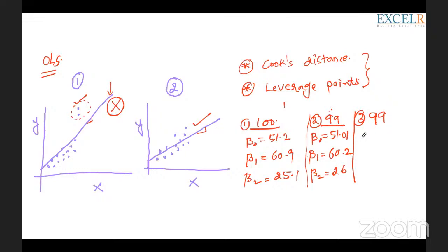And with this, when I build the regression equation, the coefficients are like this. The beta naught value is, okay, 21. Beta 1, let us say, is 10.2. Beta 2 is 1.05. So these are the coefficients for the third regression equation.